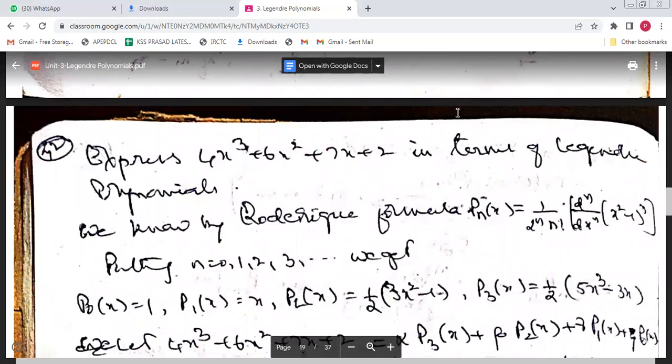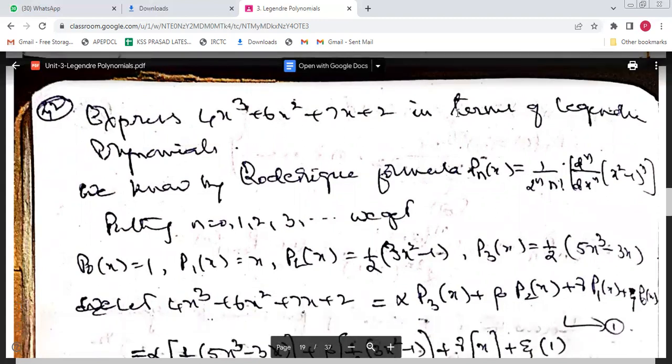Express 4x cubed plus 6x squared plus 7x plus 2 in terms of Legendre polynomials. We know by Rodrigues' formula that Pn of x equal to 1 by 2 power n n factorial into the nth derivative of (x squared minus 1) whole power n. Now put n equal to 0, 1, 2, 3, etc. We have already calculated and shown that P0 of x equal to 1, P1 of x equal to x, P2 of x equal to 1 by 2 times (3x square minus 1), P3 of x equal to half into (5x cubed minus 3x).